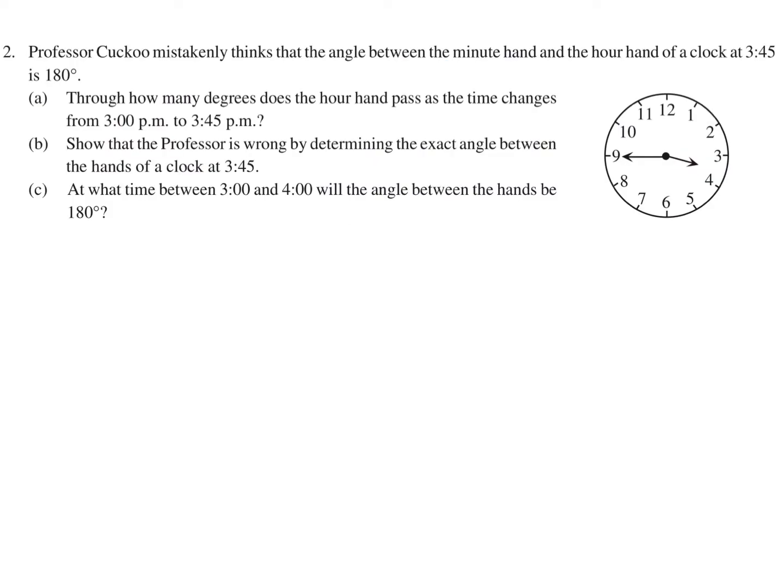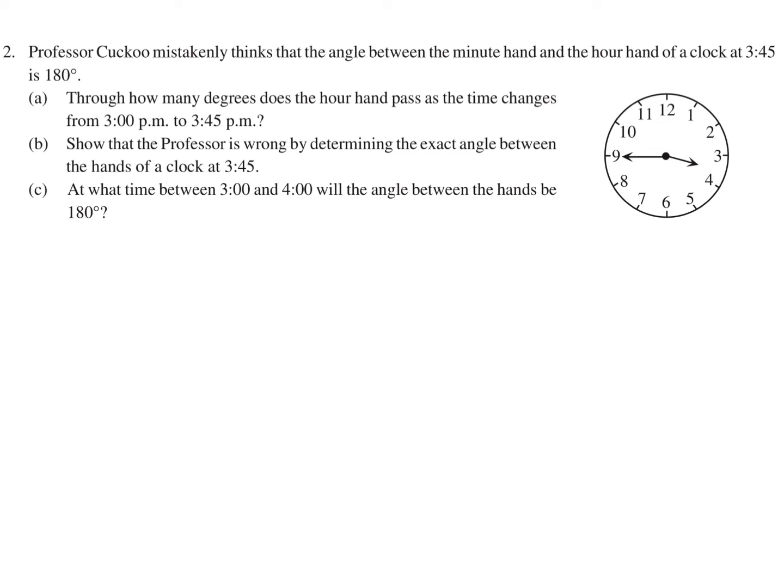Professor Cuckoo mistakenly thinks that the angle between the minute hand and the hour hand of a clock at 3:45 is 180. Through how many degrees does the hour hand pass as the time changes from 3 p.m. to 3:45 p.m.? All right.